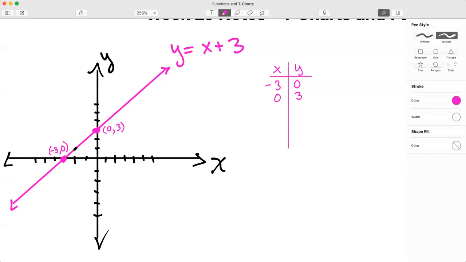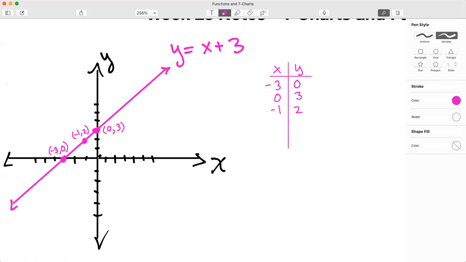So let's find some other points. How about this one right here? Just looking at that graphically, we can see that it's 1 over and then 2 up. So 1 over to the left and then 2 up. So we're going to call that -1, 2. That's another point on this line. So let's add that to our t-chart. -1 for x. If -1 is x, 2 is what y is.